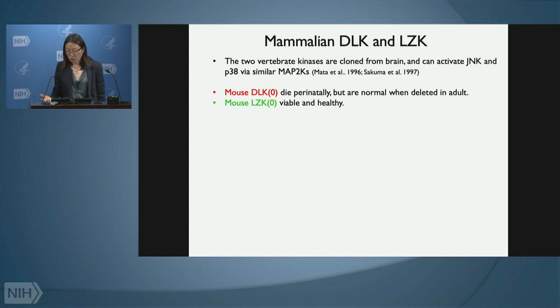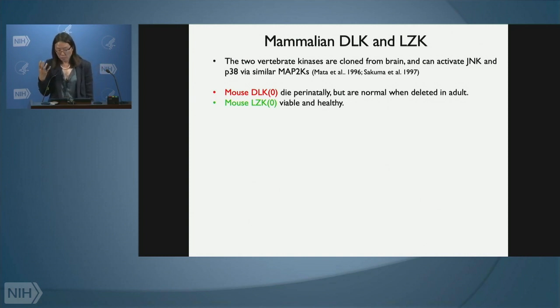This then led us to start asking what happens in the vertebrate case. As I introduced to you, the vertebrate actually has 2 homologs, DLK and LZK. In fact, both kinases are expressed in the nervous system, cloned from cDNAs made from brain. In cultured cells or cell lines, both kinases can activate the JNK signaling, the p38 kinase. And there are multiple DLK knockout mice, and generally the constitutive knockout dies perinatally.